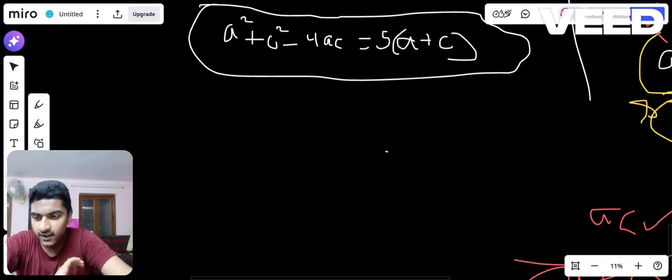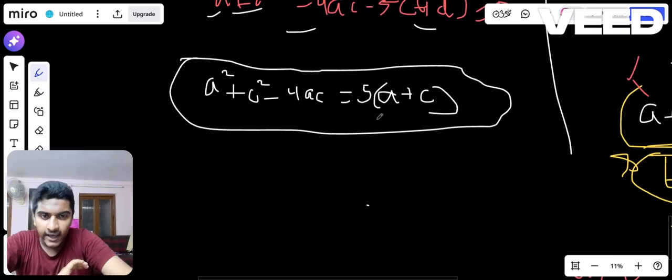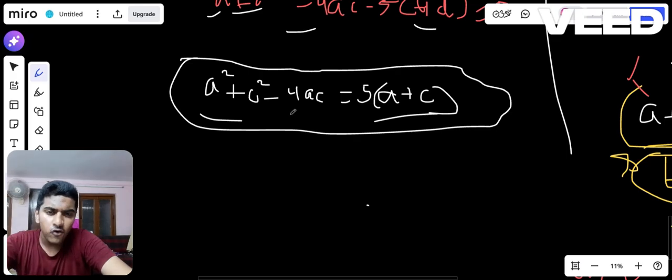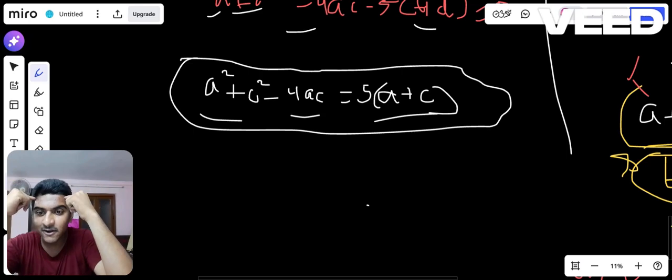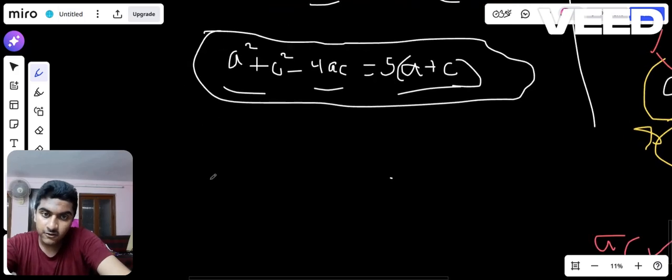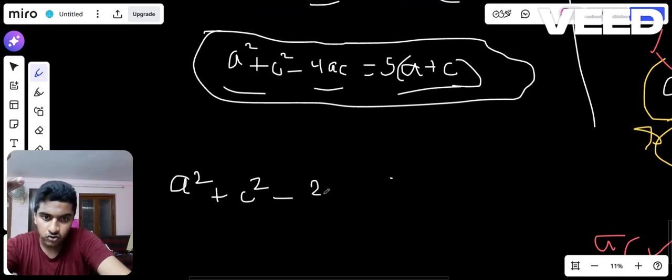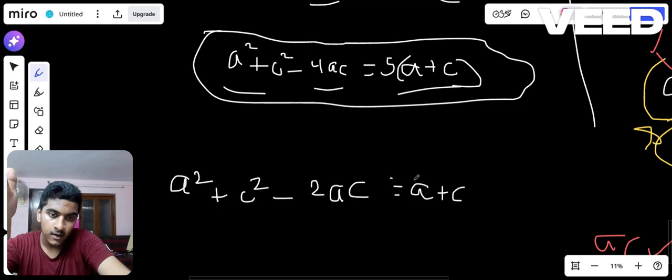See, what you are seeing: a plus c, and a square plus c square, and some 4ac kind of thing. So isn't the a plus c whole square thing coming to your mind? Just see, it's just logical. What will you get, a plus c whole square? a square plus c square minus 2ab, sorry, 2ac, equal to what, a plus c whole square.